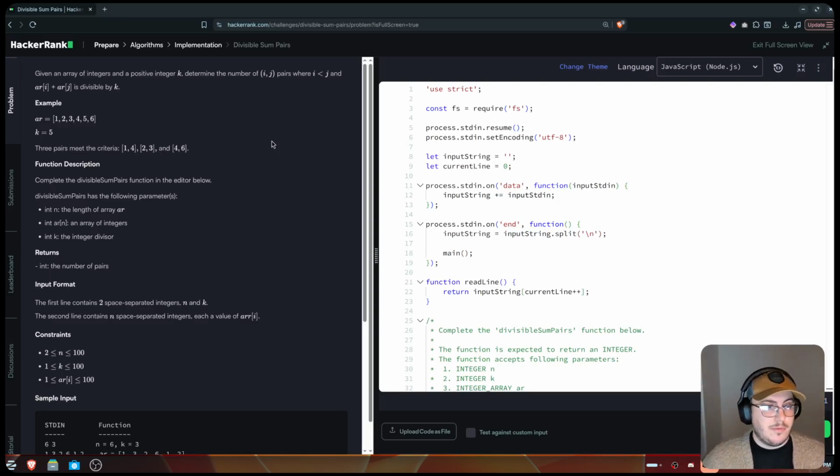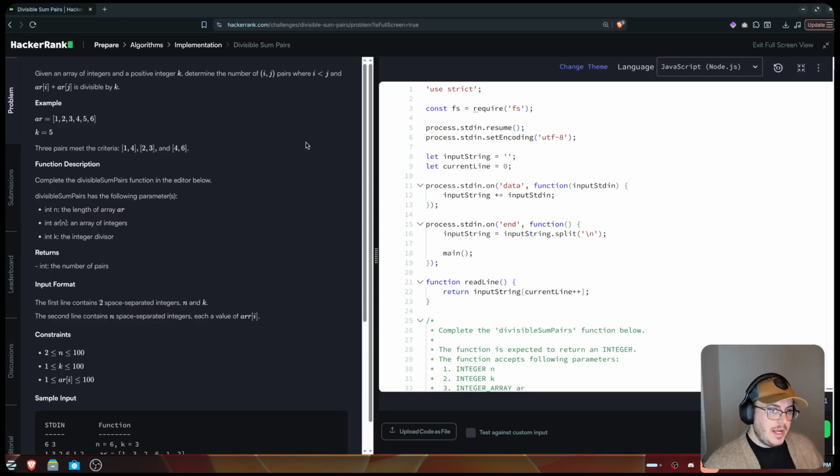I've never looked at this before. I have no idea what I'm getting myself into. All I know is that it's called divisible sum pairs. So, given an array of integers and a positive integer k, determine the number of i, j pairs where i is less than j and I guess array at index i plus array at index j is divisible by k.